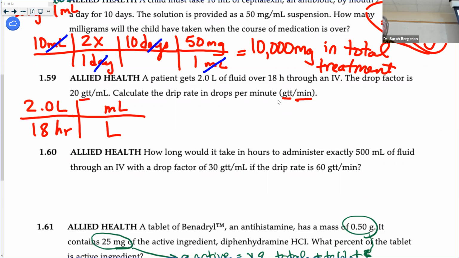That's right. So go to your best friend. There are 1,000 milliliters in 1 liter. Okay. Now I want to get rid of liters. I'm sorry, I got rid of liters. I want to get rid of milliliters. So I put milliliters on the bottom. What do I put on the top?